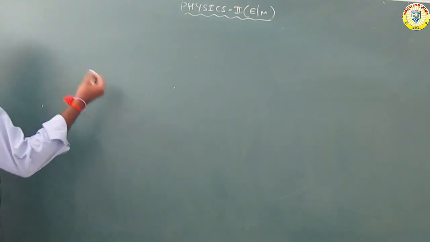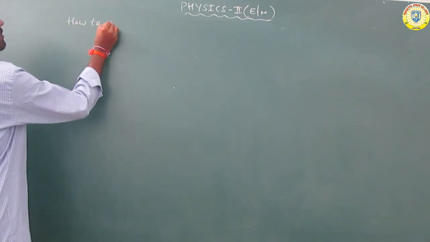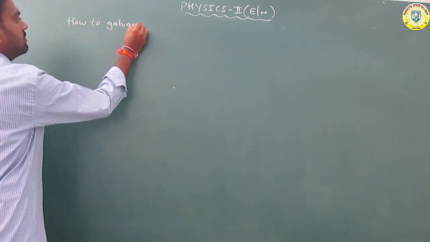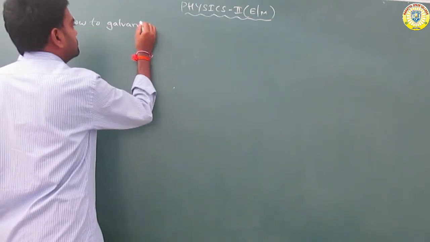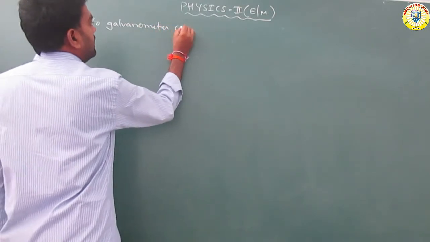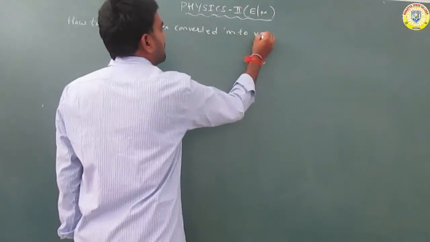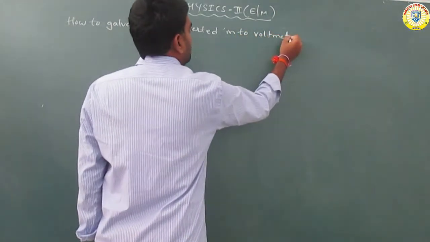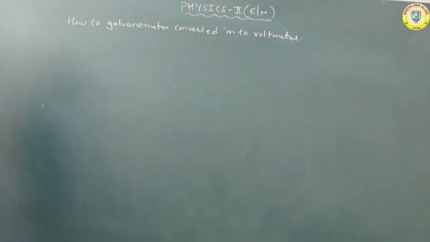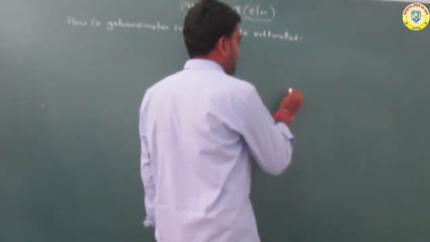Now another topic is taken. How is the galvanometer converted into a voltmeter? Okay, the galvanometer is converted into a voltmeter. Here is the circuit diagram.